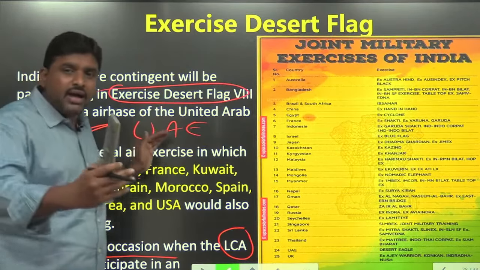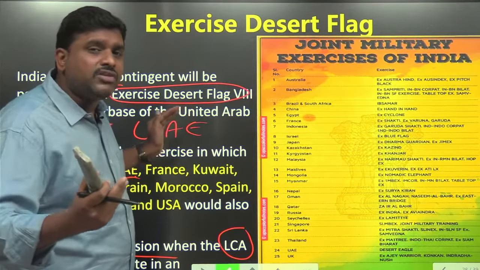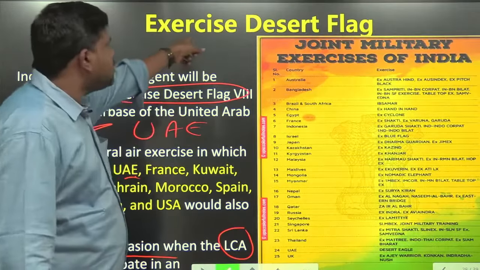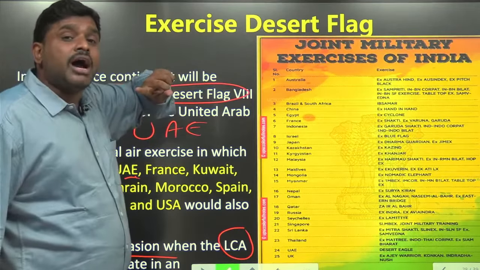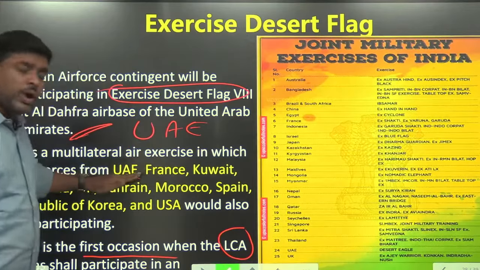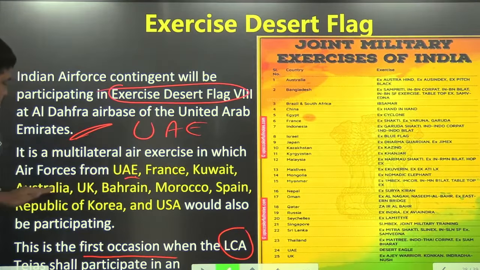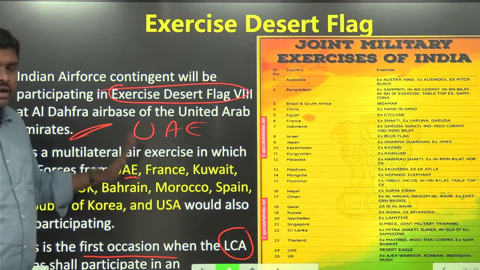So from India, the light combat aircraft Tejas participated in Exercise Desert Flag 8, which was conducted in March 2023. How many countries were there? UAE, France, Kuwait, Australia, UK, Bahrain, Morocco, Spain, Republic of Korea and USA.